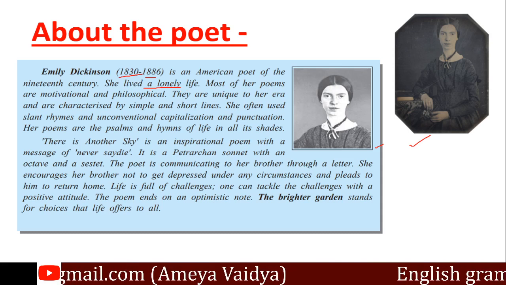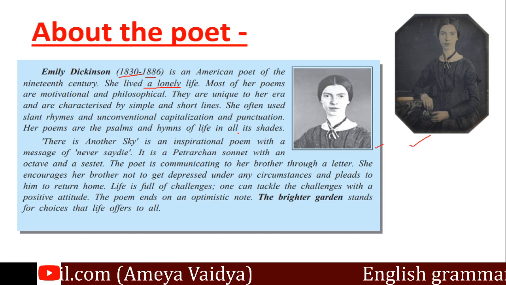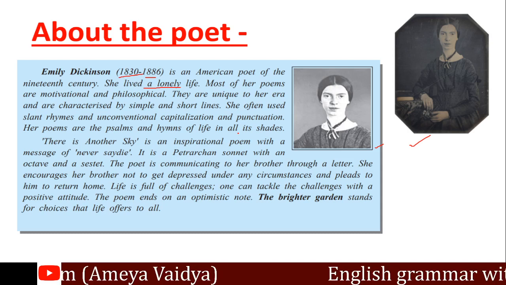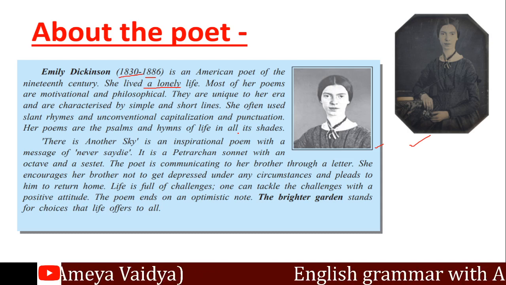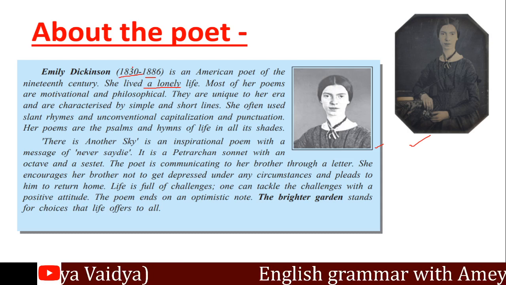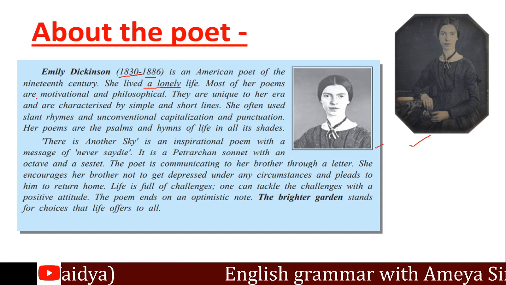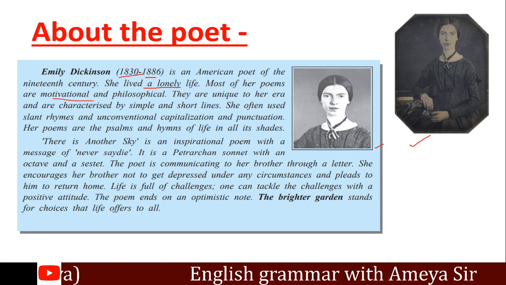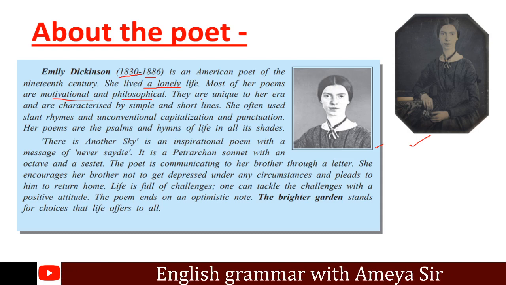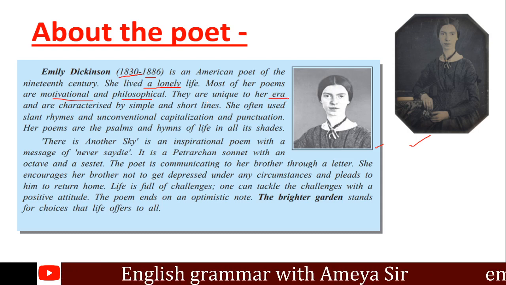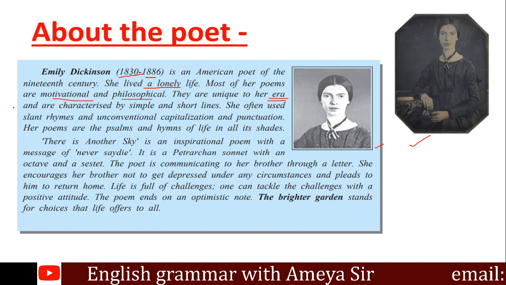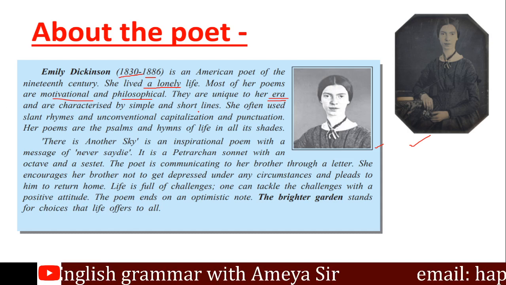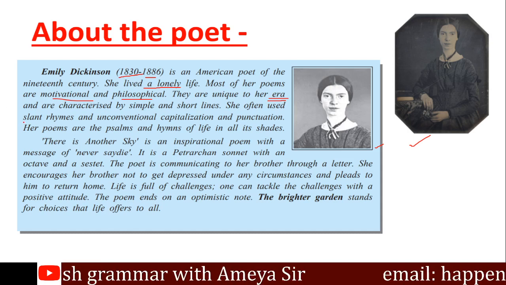This poem is actually an advice that the poetess Emily Dickinson is providing to her brother. I believe the brother's name is Austin. We'll find out more. Most of her poems are motivational and philosophical. They have a deep meaning. They are unique to her era. Era is her time period. They are characterized by simple and short lines. She often used slant rhymes.